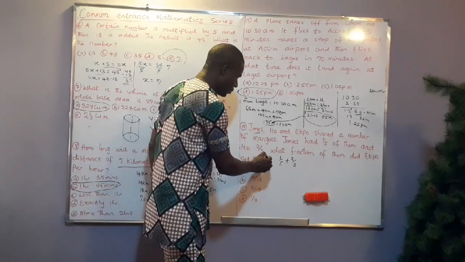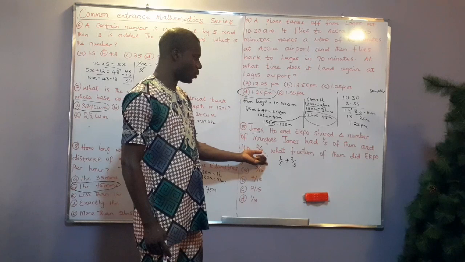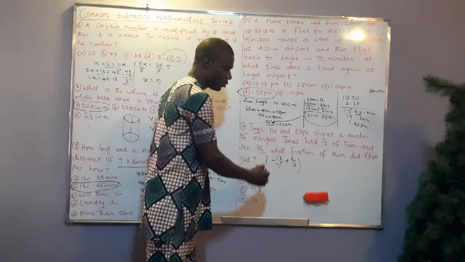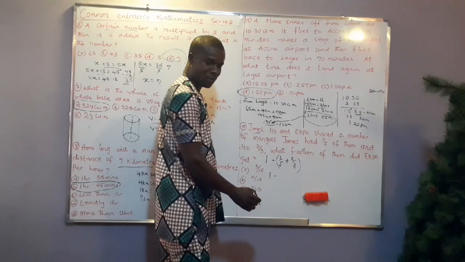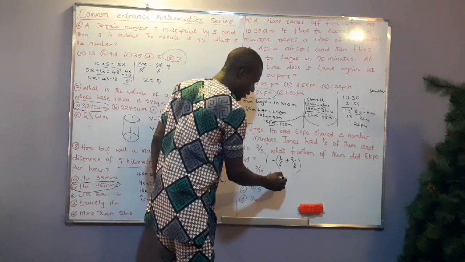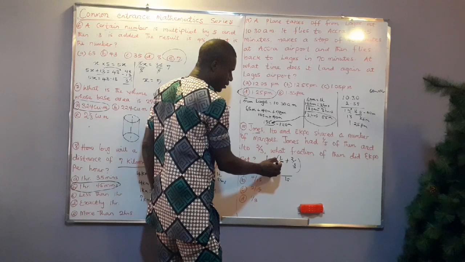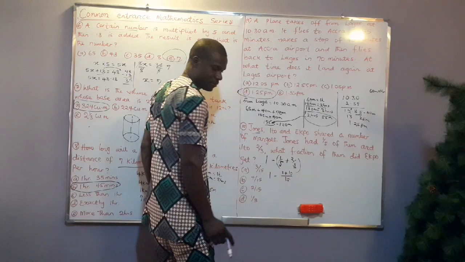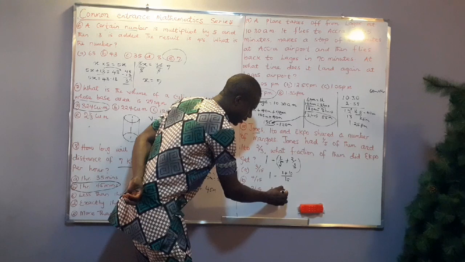So inside this one, we have Jones' share, Ito's and Ekpo's share. But this 2 is for Jones and Ito. To get Ekpo's share, add these 2 and subtract your answer from 1. Okay? So 1 minus, LCM of 5 and 3, what will it give you? 15, that's true. So LCM of 5 and 3 is 15. Now, 15 divided by 5 is 3. 3 times 1 is 3, plus 15 divided by 3 is 5. 5 times 2 is 10. Right? So we have 1 minus 3 plus 10, 13/15.